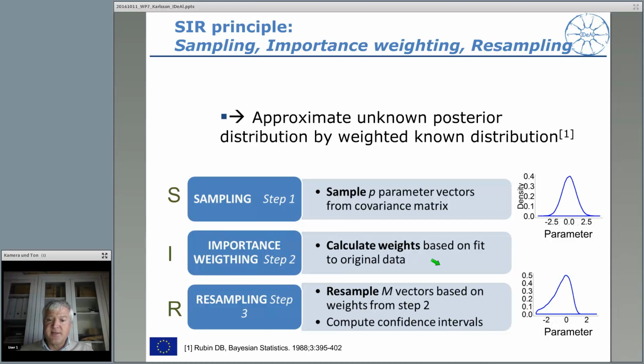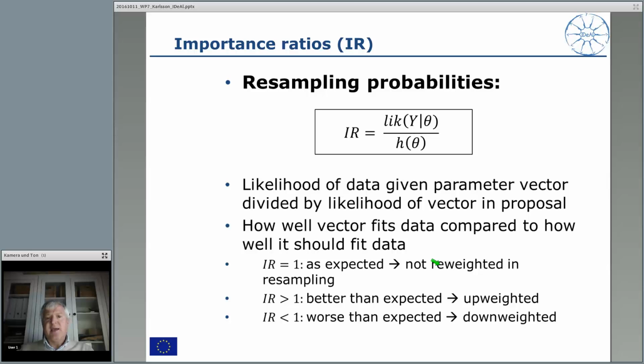And the way that is done is that the importance ratio is a ratio between the goodness of fit of the parameter vector to the data, so the likelihood of the data given the parameter vector, divided by the likelihood of the vector in the proposal. So a parameter vector close to the point estimates has a much higher likelihood than one at the tails of the distributions. But at the same time, you would expect it to have a higher likelihood, or the data would have a higher likelihood given this parameter vector.